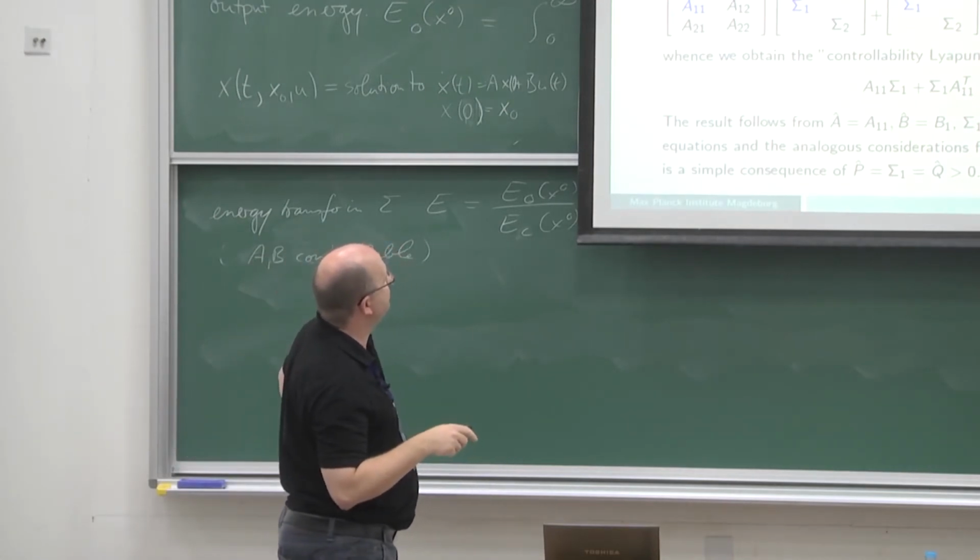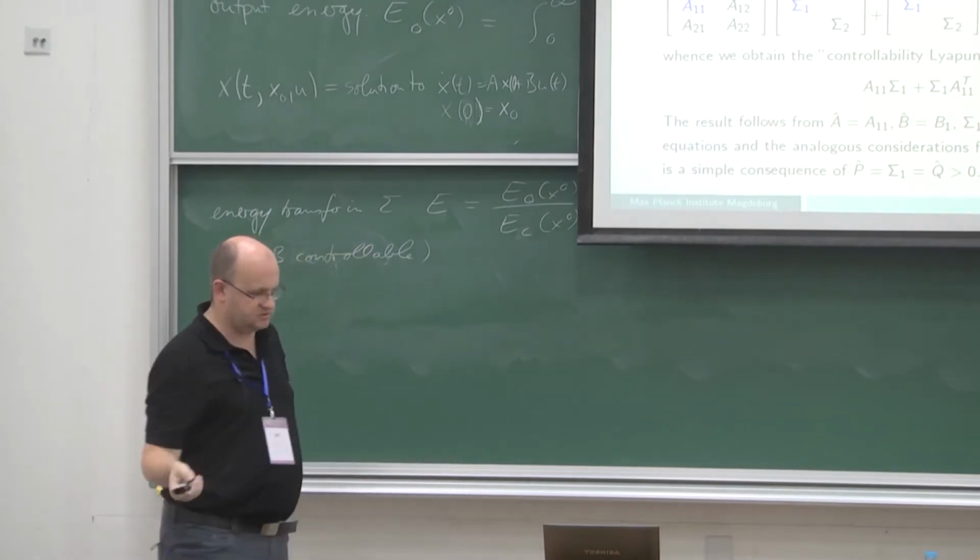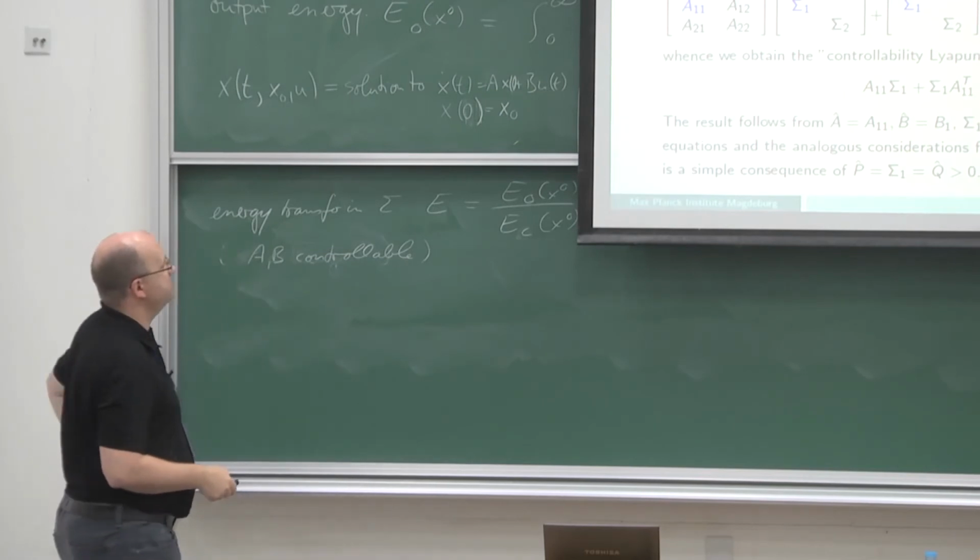Okay, minimality of course follows from the fact that the two gramians of the reduced order model are positive, so the reduced order system is controllable and observable.